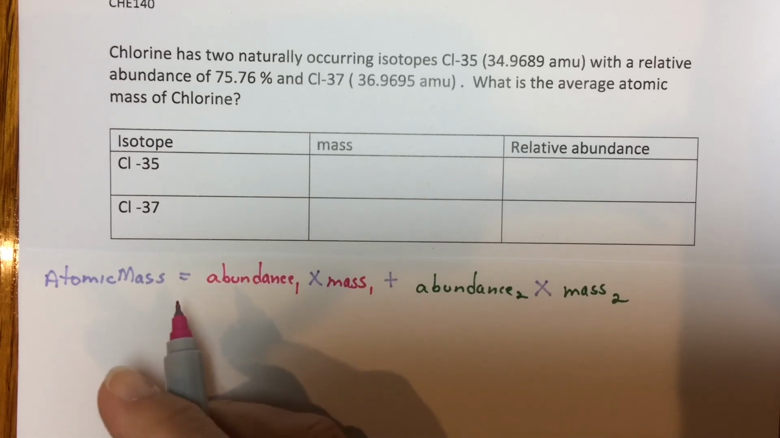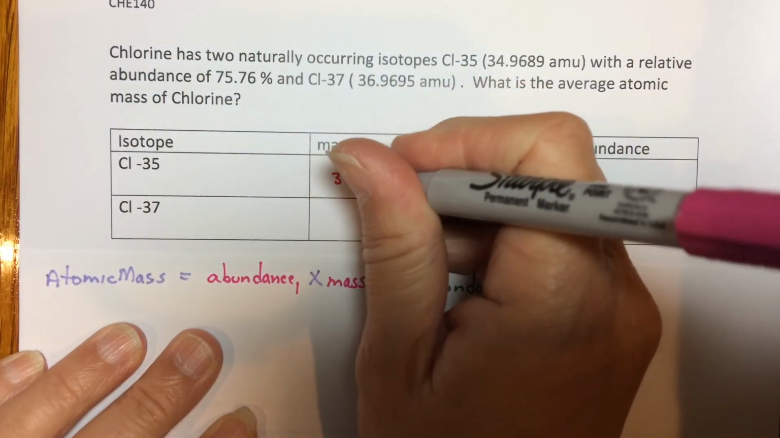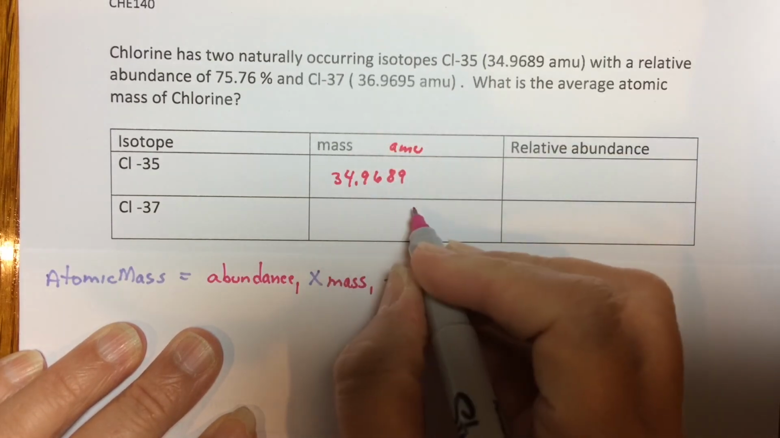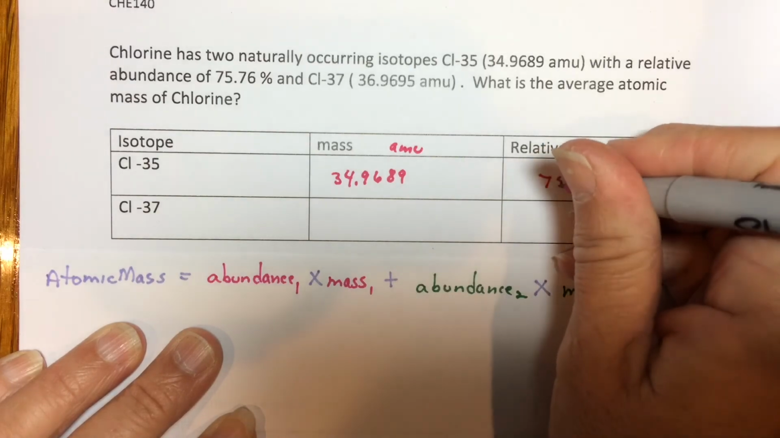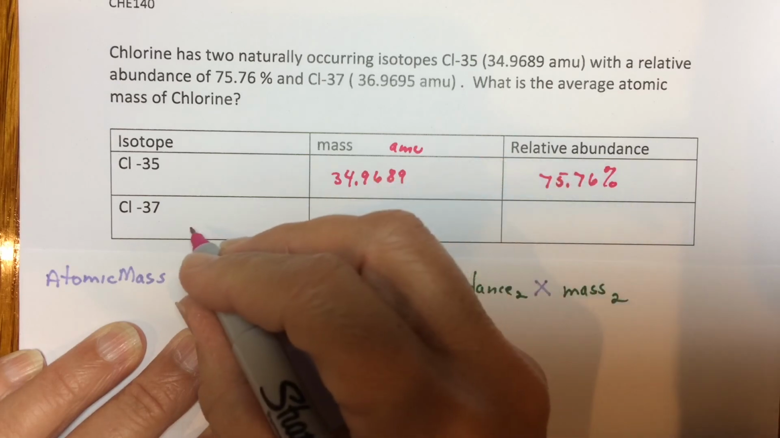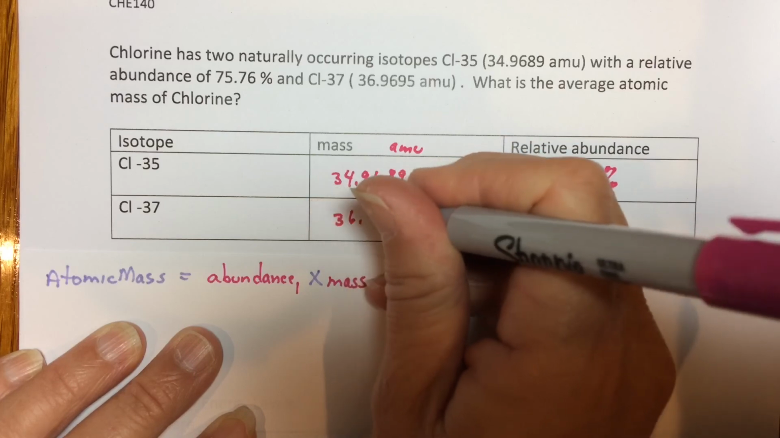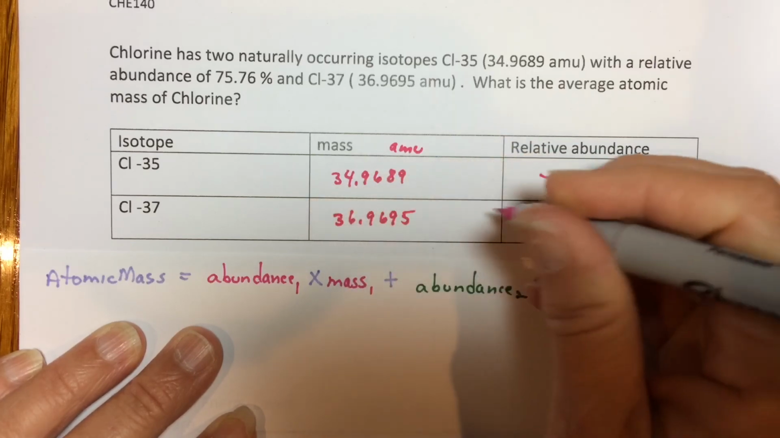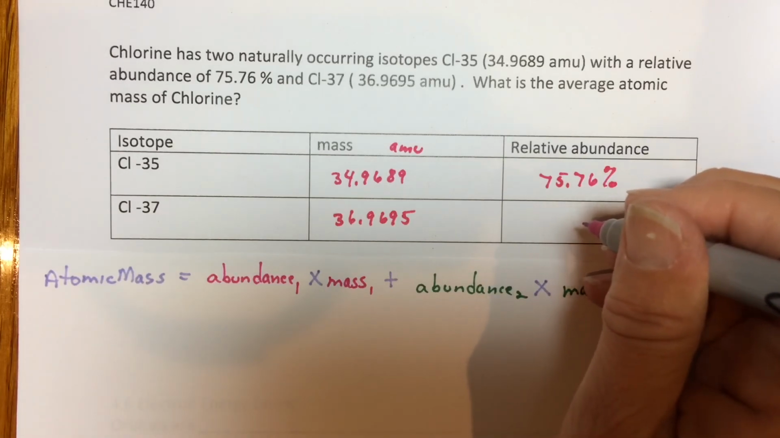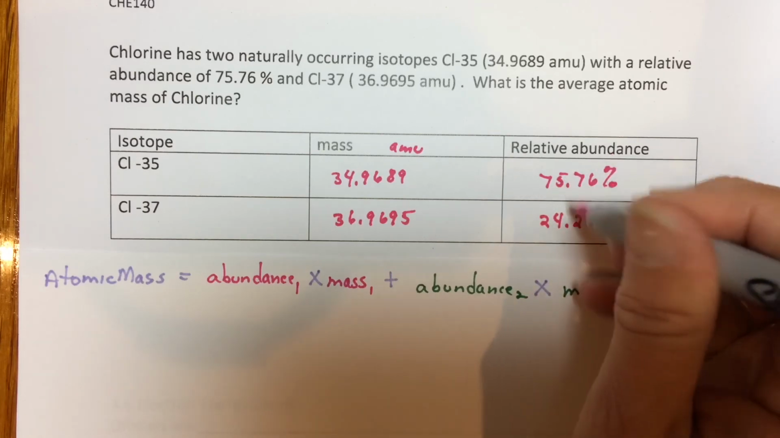The mass of the chlorine 35 is 34.9689. These are all going to be AMU. And with a relative abundance of 75.76%. The chlorine 37 is 36.9695, and we can figure the percentage as 24.24%. These both need to add up to 100.